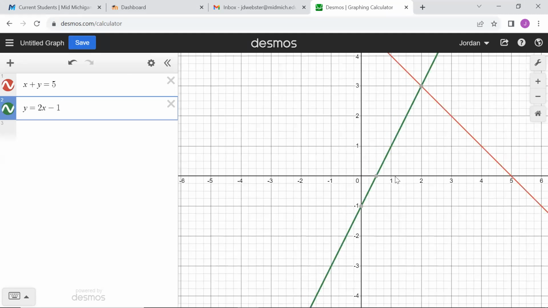Notice that it looks like these two cross at the point (2, 3). So we went from the origin, we went right 2 units and up 3. That means the solution to this system of linear equations is (2, 3), or in other words, when x is 2 and when y is 3. So it really is that straightforward.